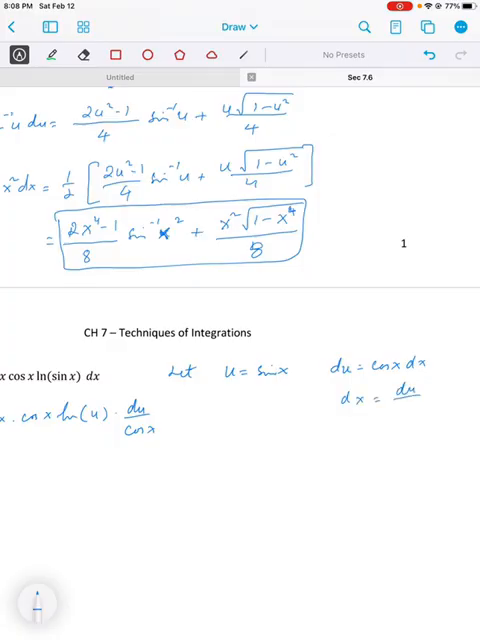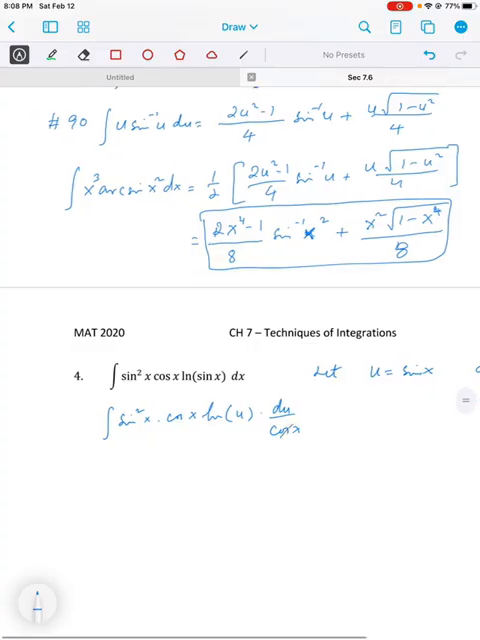So dx is du over cosine of x. Anyhow, the cosine x and cosine x get cancelled. So again, we have sine square x times ln of u. Everything must be in u, so we replace sine by u. So we get u squared ln of u du.